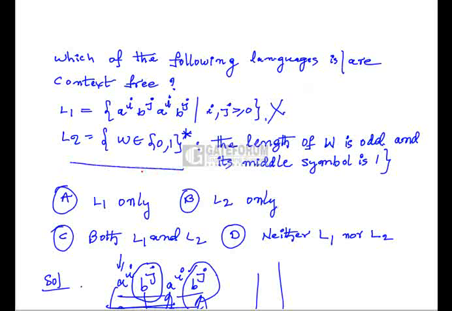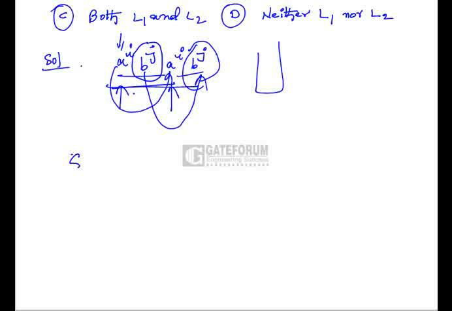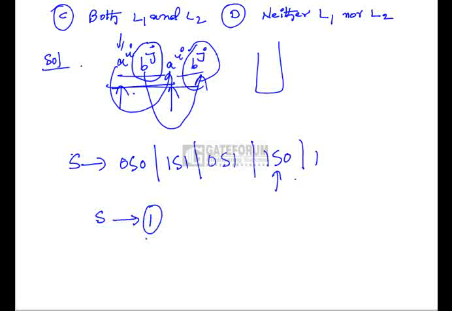Let us take language L2. w is the word here which is of zeros and ones. The length of w is odd and its middle symbol is 1. So we can have a grammar like this for that: S to 0S0 or 1S1 or 0S1 or 1S0 or 1. Here the middle symbol always becomes 1, because if you use only a single 1, this is the middle symbol 1, the length of the string is 1, so this is odd. That is the smallest string in this language.